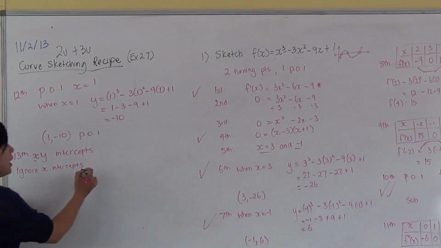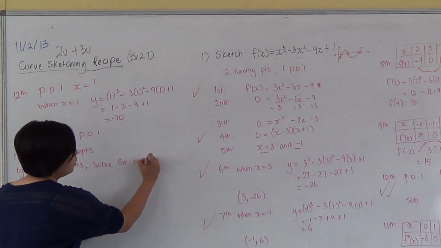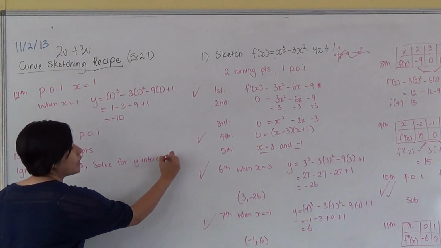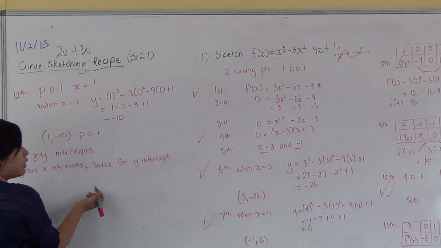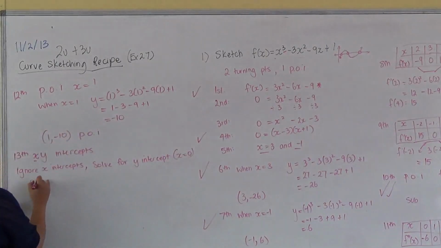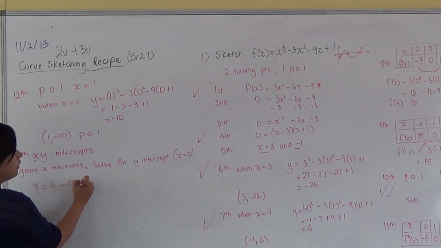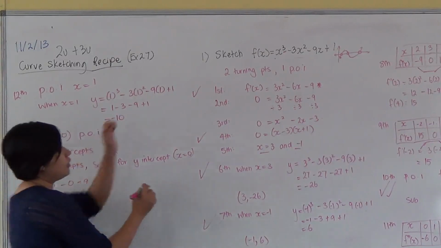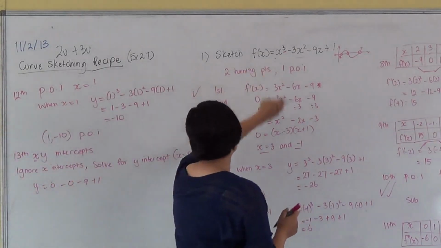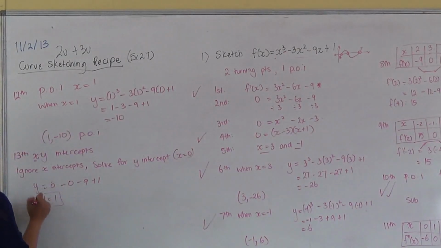Alright, so we're going to ignore x-intercepts right now. We're going to just solve for the y-intercept. The y-intercept occurs when x equals 0. So substituting 0 into the original function, what do you get? Plus 1. So we have a y-intercept of plus 1.